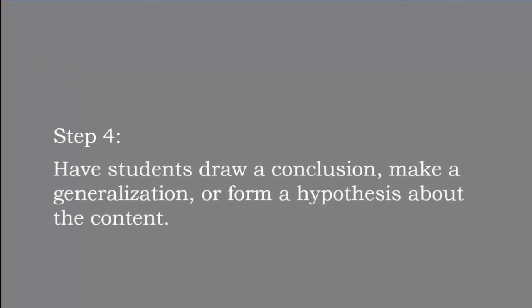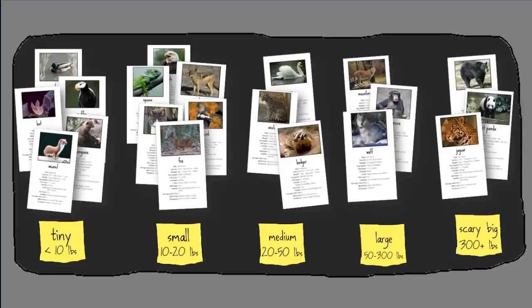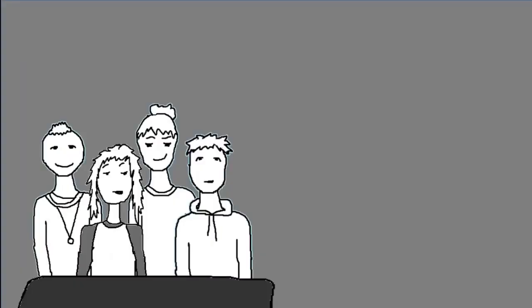Step 4 is to have students draw a conclusion, make a generalization, or form a hypothesis about the content based on their groupings. Ideally, they should do this in writing. So remember, this group has organized their cards by the animal's size. Gina has asked her students to draw a conclusion about why their method of grouping is useful to scientists.